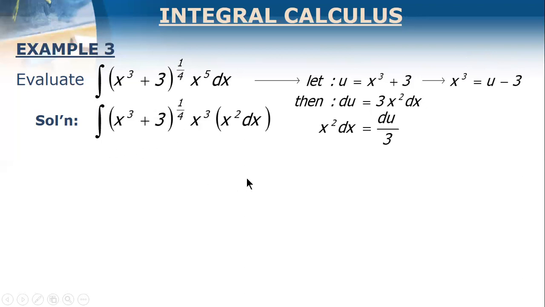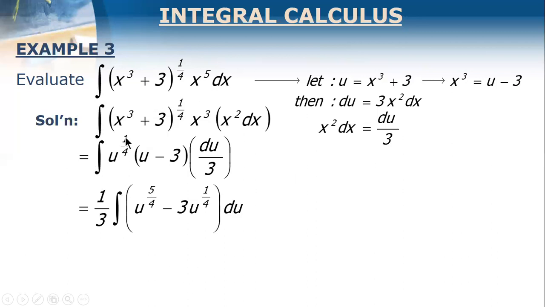Okay. So solving for x squared dx, it is du over 3. Then let's substitute: u raised to 1/4, and x cubed replaced by u minus 3, and x squared dx replaced by du over 3. Then, by the first property of anti-differentiation, the constant may be placed before the integral.